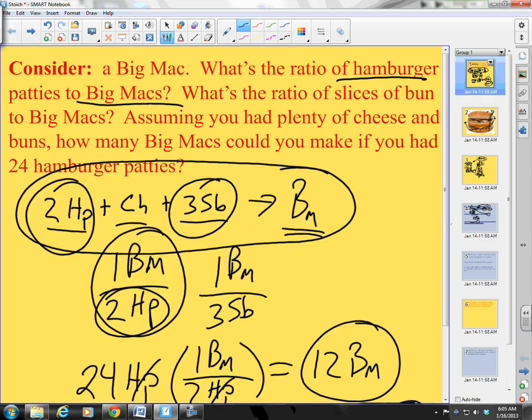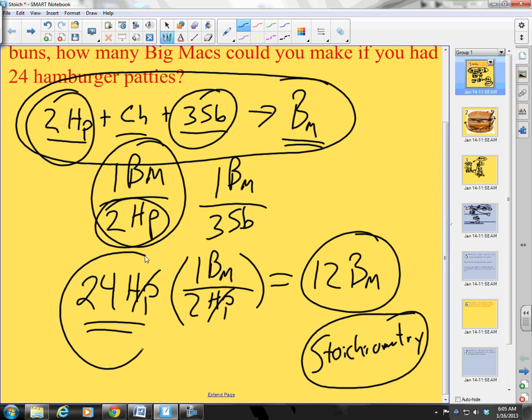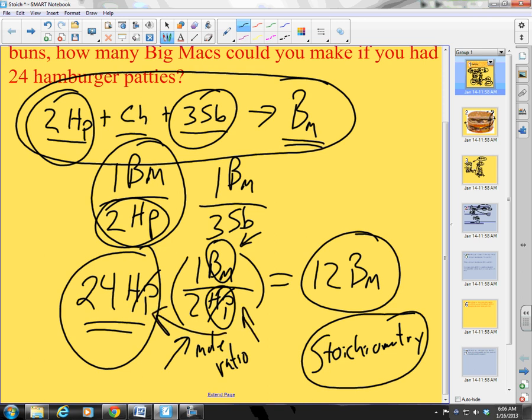Hey, remember how we handled this? We said, hey, we have 24 hamburger patties. We applied what to it? Hey, this is nothing but a mole ratio, right? This is a mole ratio between Big Macs and hamburger patties, right? What goes on the top of my mole ratio? What I want. What goes on the bottom as the denominator? What I want to get rid of, right? Good. And so that's what we do.